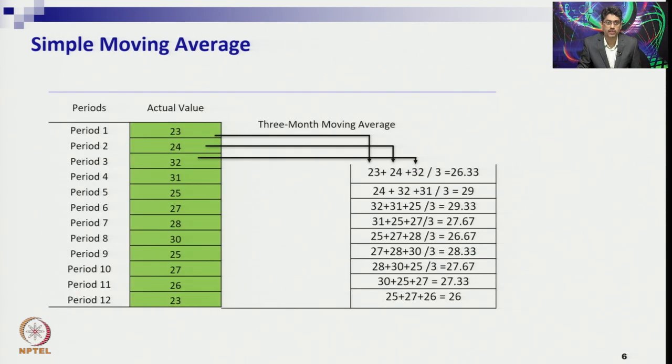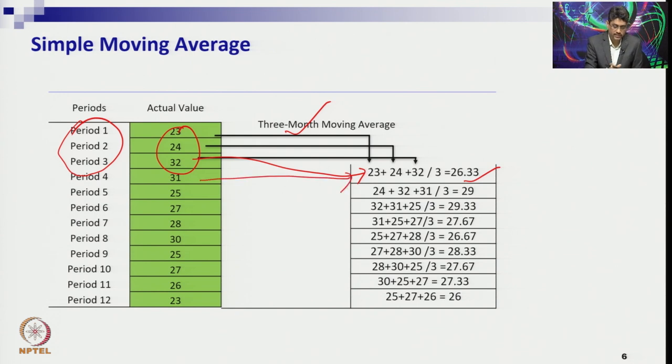Here is one example you can see. Suppose this is the sample data set, and for the sake of illustration we have taken a 3 months moving average. You take the first 3 periods, because it's a 3 months moving average you have fixed. This you cannot change. Suppose that is fixed now. And then what you do? You take the average of these 3 months. Look at the average of these 3 months we have taken here, and we have made a forecast of 26.33 for which period? For the fourth period.